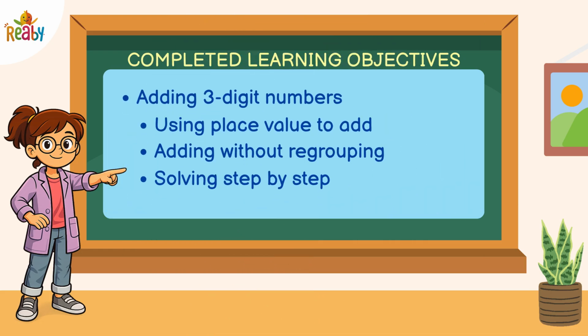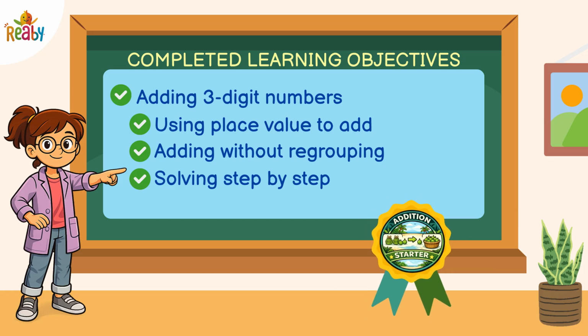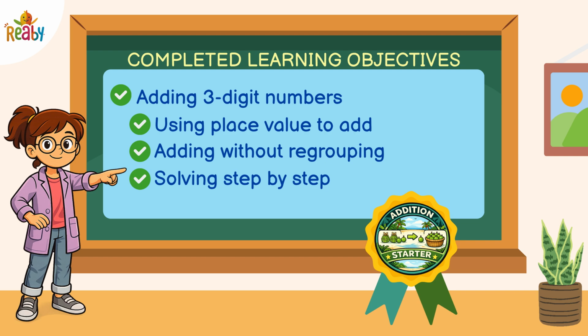Let's review what we learned today. You added 3-digit numbers, you used place value to add, you added without regrouping, and you solved step by step. Awesome work! For adding 3-digit numbers, you earned the Addition Starter Badge. Great job! Next time, what happens when numbers don't fit? We'll regroup. See you in Lesson 6.